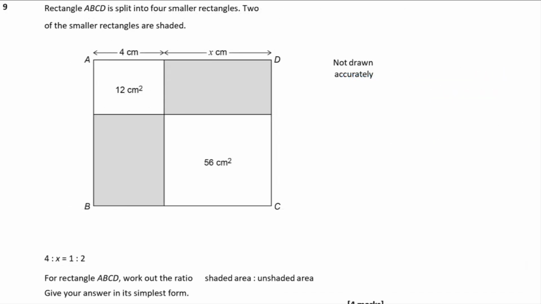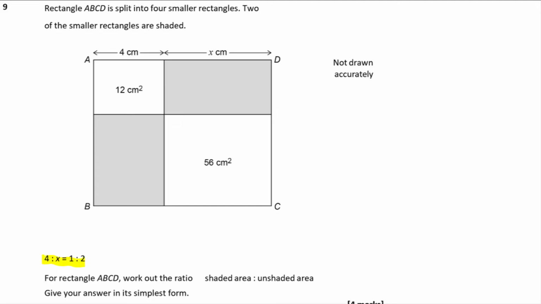Question 9. Rectangle ABCD is split into 4 smaller rectangles. 2 of the smaller rectangles are shaded. We're told that the ratio of 4 to x is 1 to 2. For rectangle ABCD, work out the ratio of shaded area to unshaded area. Give your answer in its simplest form.